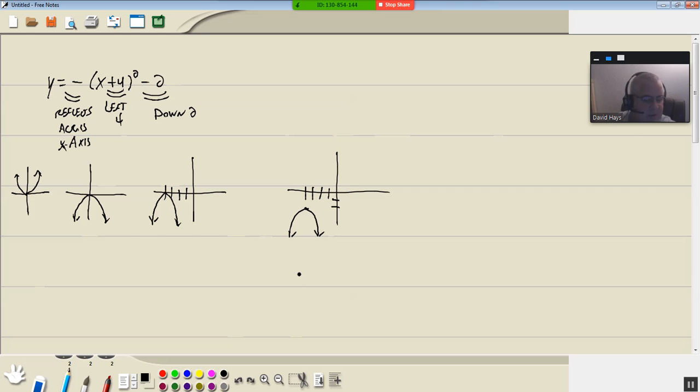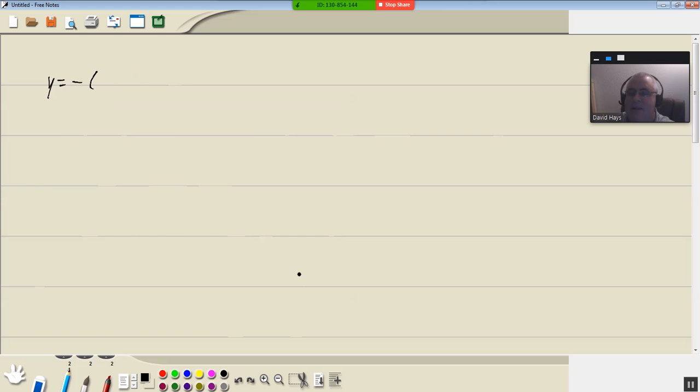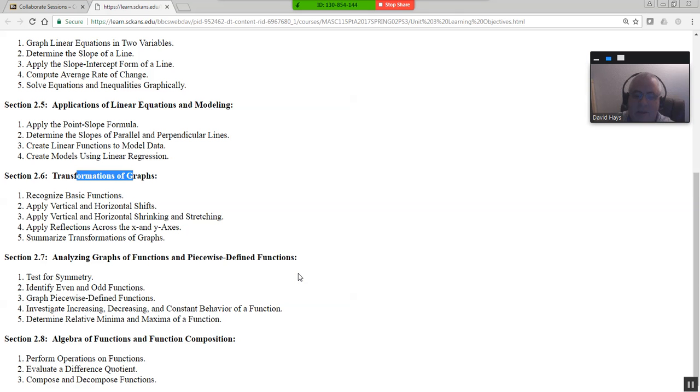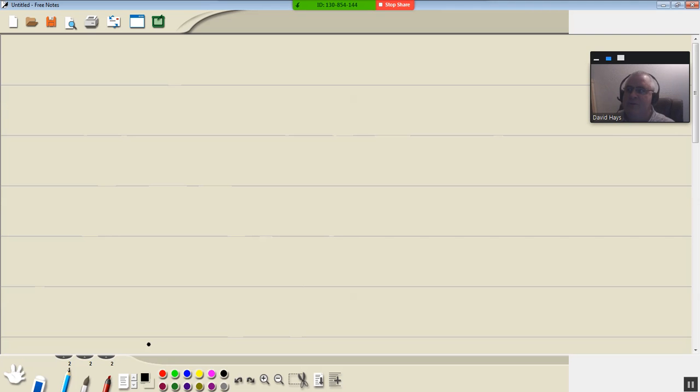Now let me clear that off. I see I'm running out of time, so let me just finish that. I want to get down to function composition in section 2.8 because that's a little bit trickier. Notation throws people off.